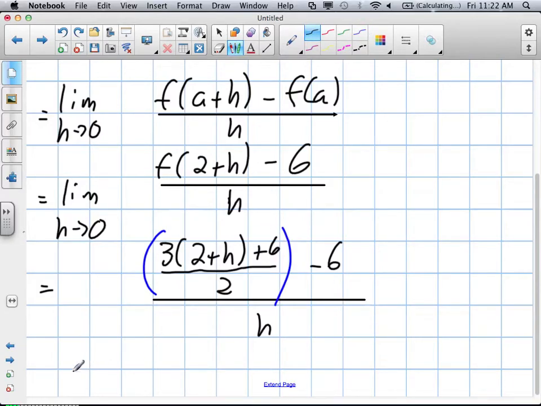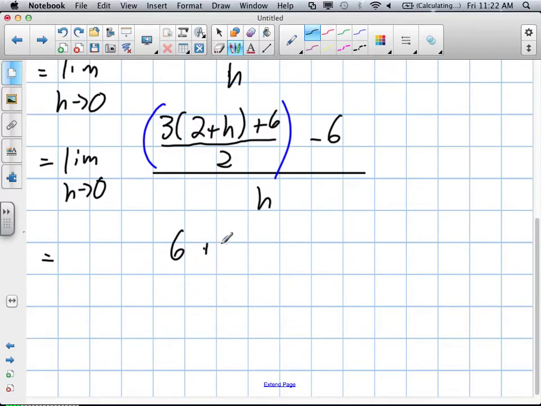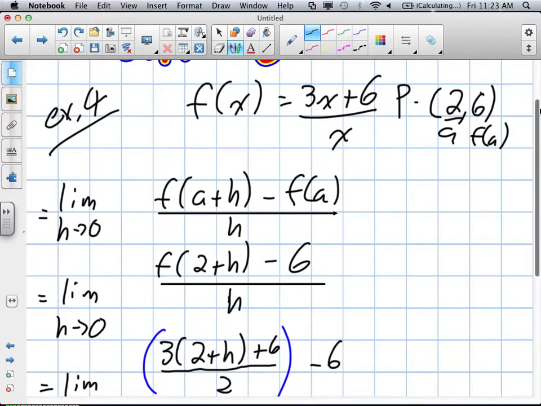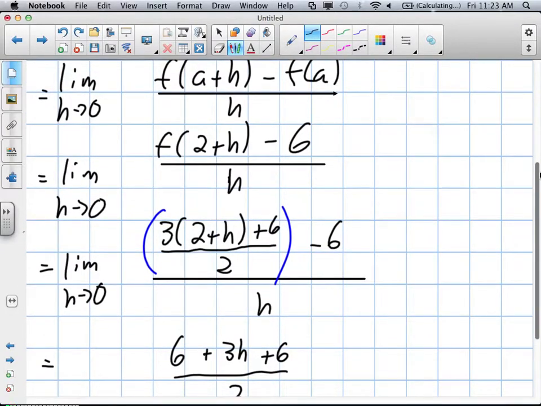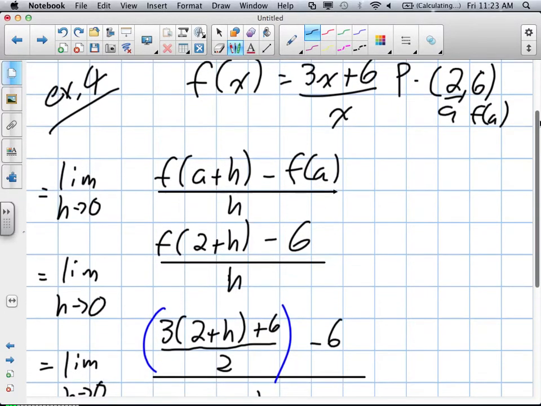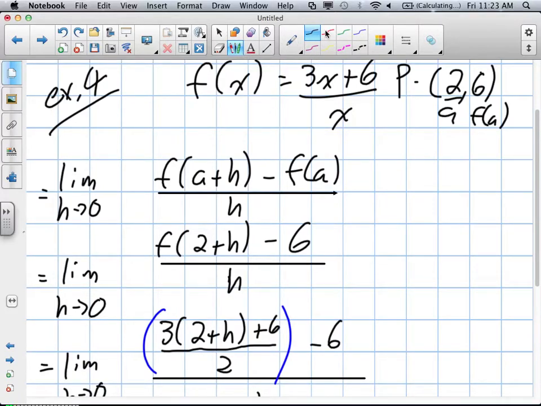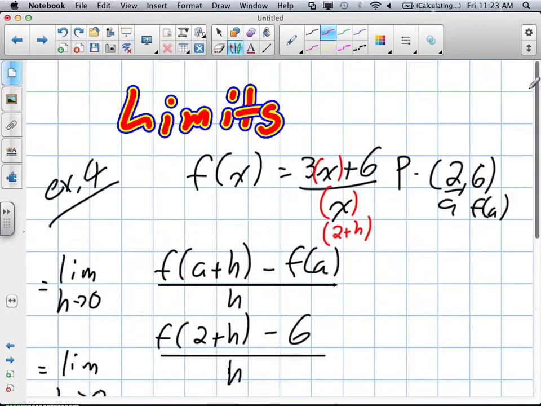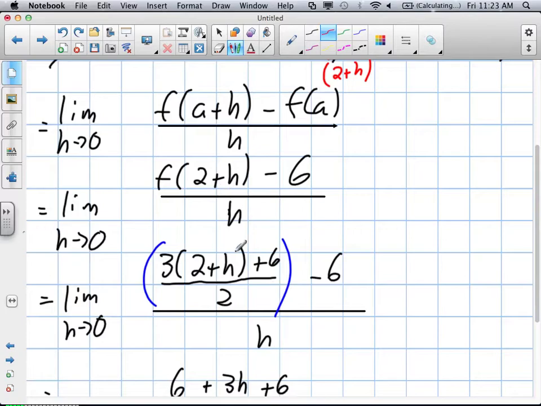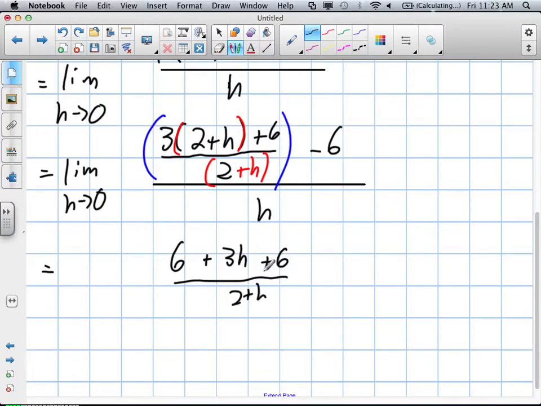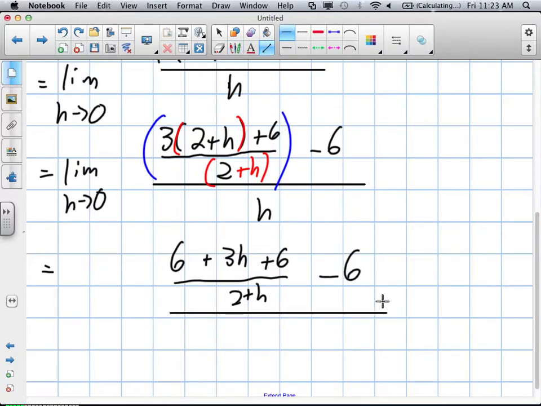We go to simplify this, specifically the top part of the formula. When we simplify it, 3 times 2 gives us our 6 plus 3h plus 6, all divided by 2. Oh, I apologize. There were 2 x's in here. When we replaced them, we should have had 2 plus h replacing both of them. So the only mistake I made, sorry, is here. This should be 2 plus h at the bottom, just like this one was 2 plus h. Okay? So this is 2 plus h at the bottom, minus 6, all divided by our h term.